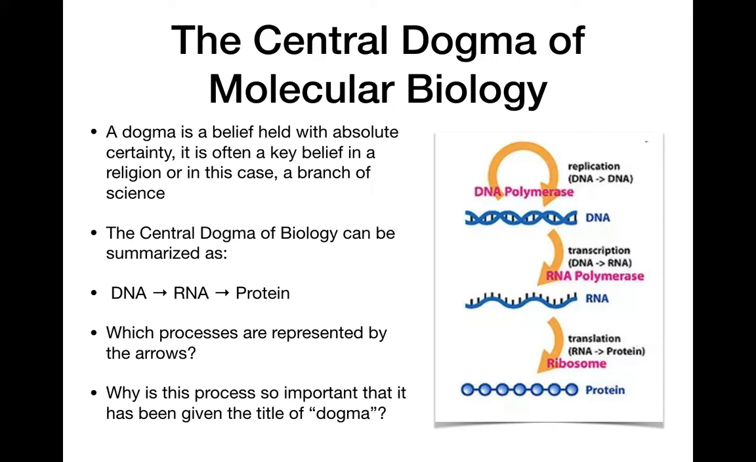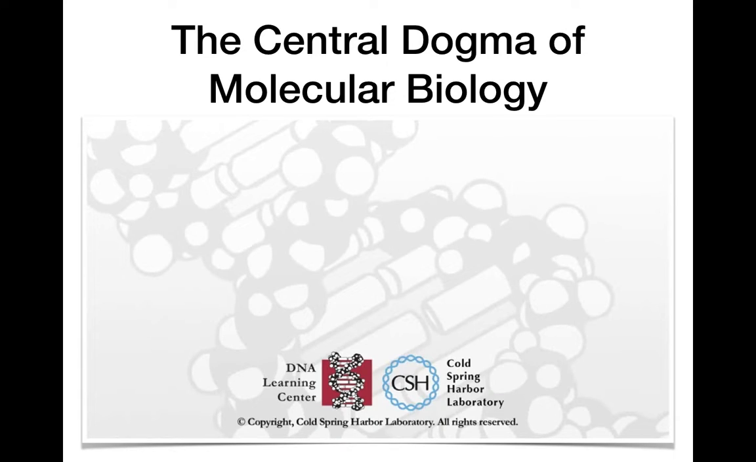Why is this so important that it's been given the title of a dogma? Well, this is how all things come to be in biology, how genes are expressed, how organs are built, all those things that come from the central dogma. It's so key to biology that it's given this title. And here is a little animation showing how this whole process works. It's a really great one from Cold Spring Harbor Lab, which is known for its genetics work. So take a watch of this video.